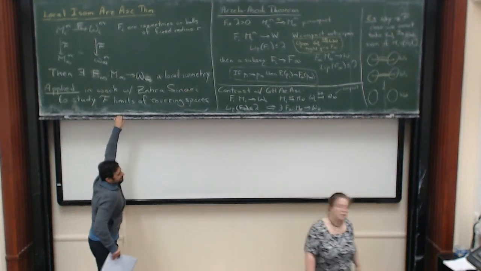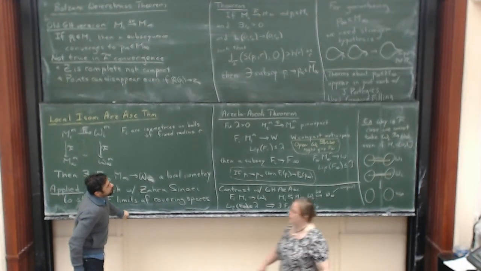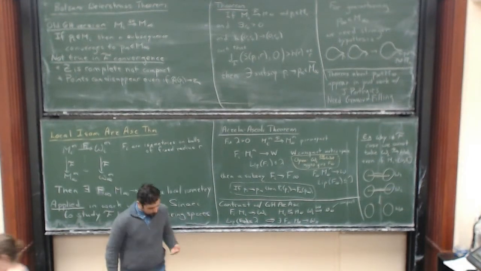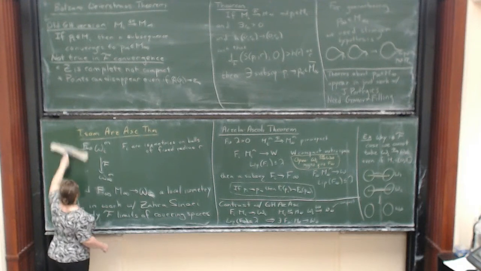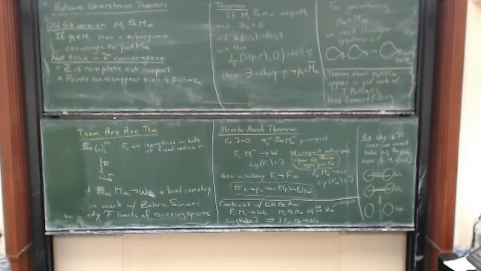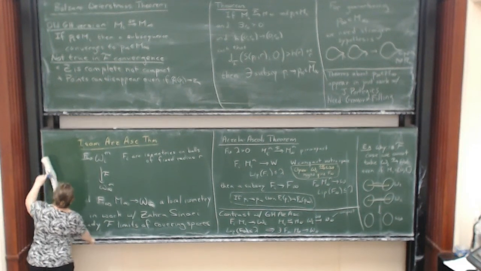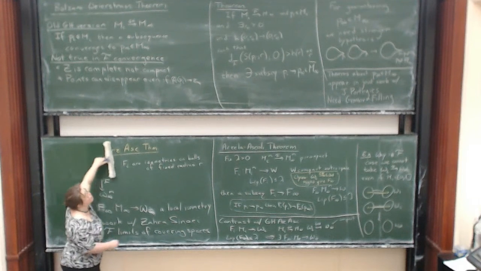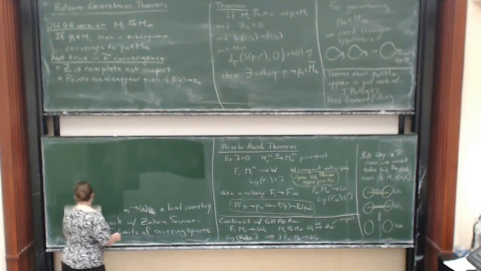One last board, and I just want to give a quick list of applications and then done. Well, this needs to be wet. So we can use this Bolzano-Weierstrass theorem to prove when Gromov and flat convergence agree.